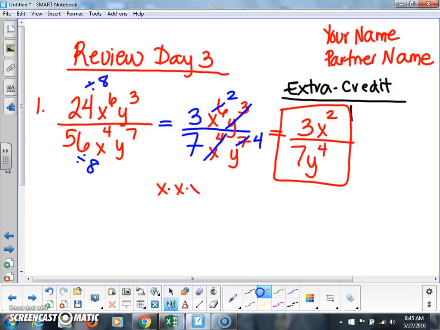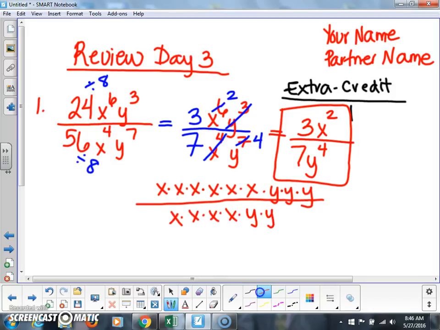Another way to see it visually is that this is 6 x's and 3 y's all over 4 x's and 7 y's. A lot of x's. Okay, you can eliminate 1, 2, 3, 4 x's, 1, 2, 3 y's, and you're left with 2 x's, which is where you get x squared. And you're left with 4 y's, which is why you have y to the power of 4.